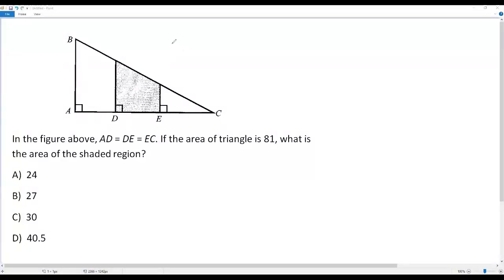Here we have a SAT math problem. Okay, let's go to the question. There is a triangle given over here. In the figure above, AD equals DE equals EC. If the area of the triangle is 81, what is the area of the shaded region?